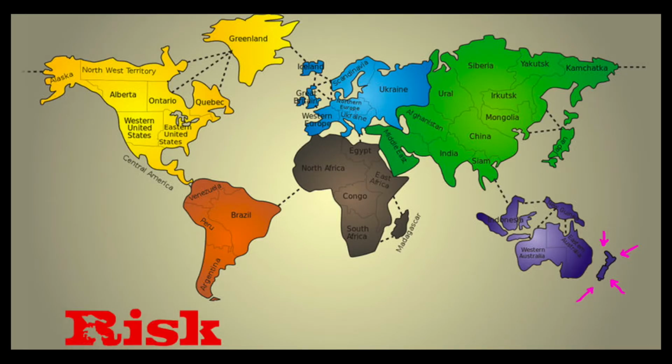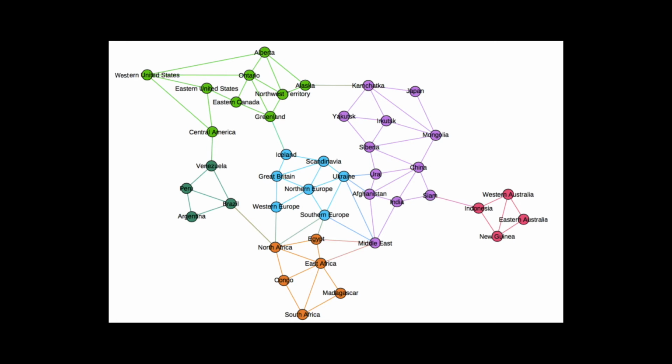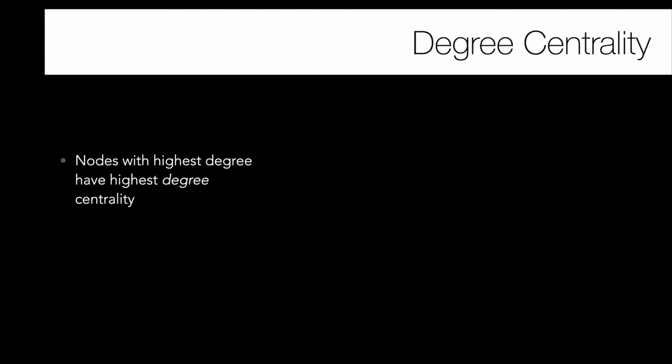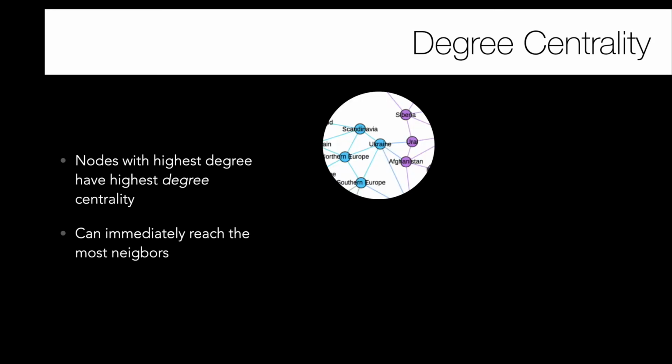I'll not use the Pandemic board here. I'll stick with the Risk board that I talked about last time because I have some nice visualizations for this. I'll use this as our model graph for now, this Risk board, because we can see this nice graph where there are clearly different regions. Given that graph, we can talk about degree centrality, where nodes with the highest degree have highest degree centrality. That means we're talking about nodes that can immediately reach the most neighbors. So it's an intuitive feeling that nodes that have the highest degree, the most connections, are the most central in some way.